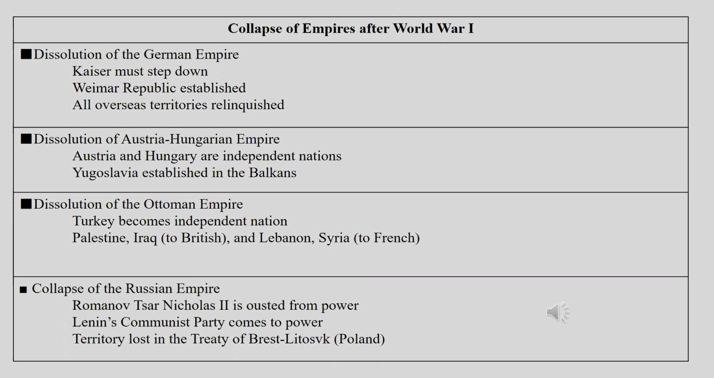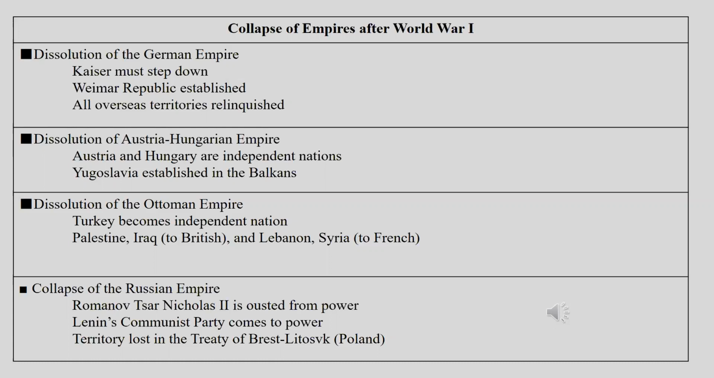Former German territory in Eastern Europe was granted to the newly formed nation of Poland. Austria and Hungary were forced to split apart, and new republics were formed in the wake of the Habsburg family's abdication and exile from Austria. The dissolution of the Austrian-Hungarian Empire also gave rise to the new nations of Czechoslovakia and Yugoslavia.